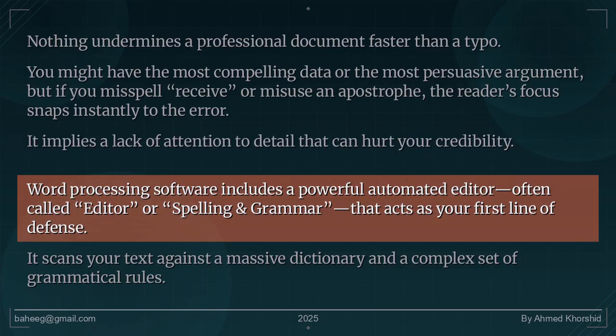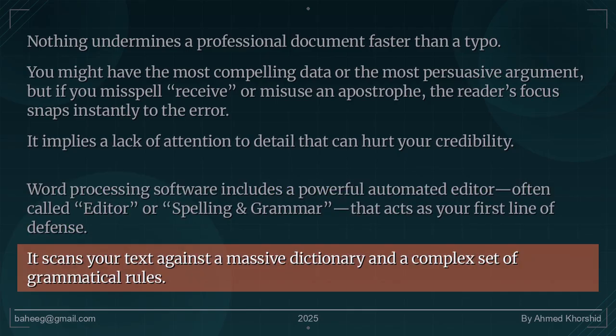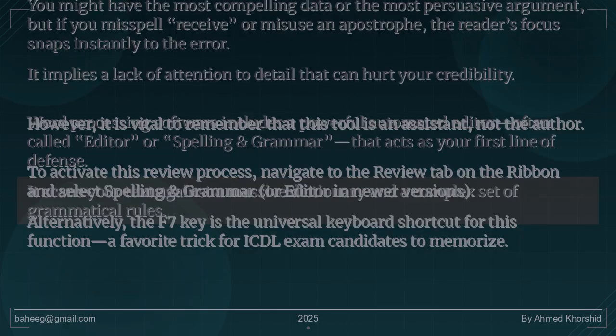Word processing software includes a powerful automated editor, often called Editor or Spelling and Grammar, that acts as your first line of defense. It scans your text against a massive dictionary and a complex set of grammatical rules.